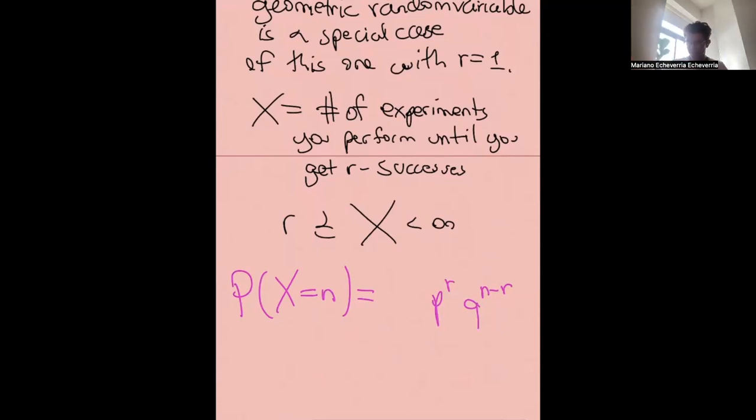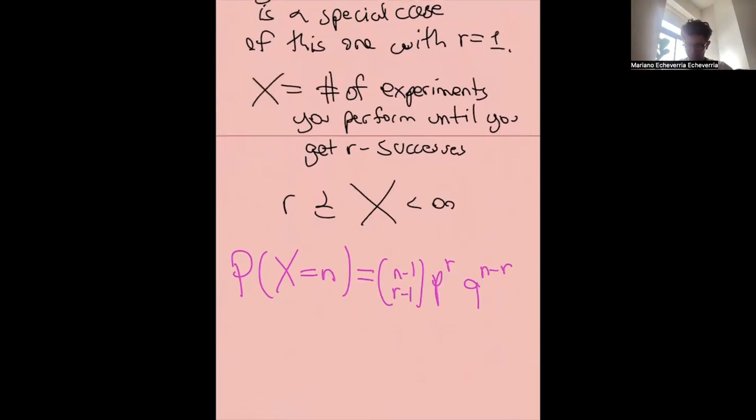So it's one of these n minus 1 choose r minus 1 combinatorial formulas. You cannot put n, because you're fixing the last one to be a success. If the last one were not a success, it would have stopped earlier. That's why it has to be n minus 1, because the last one must be a success. Is that making sense?